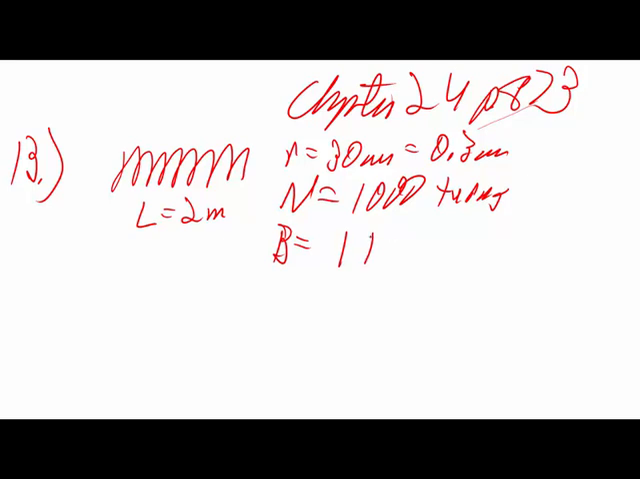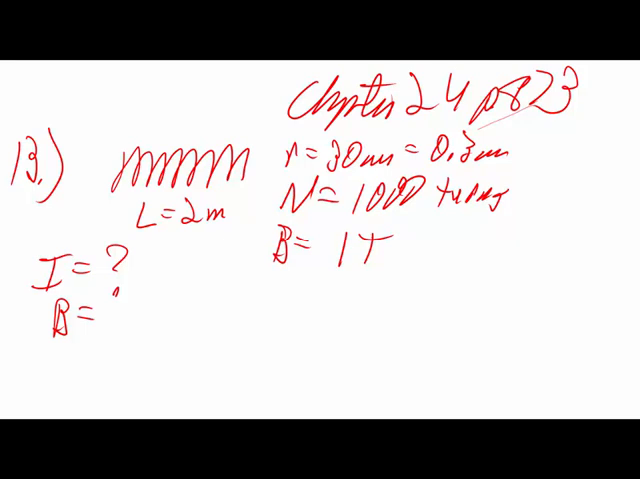B is 1 Tesla. So it has a magnetic field of 1 Tesla. Given this, how large a current does it carry? So we want to find the current. Basically what we're going to do is use a variation of the Biot-Savart law.